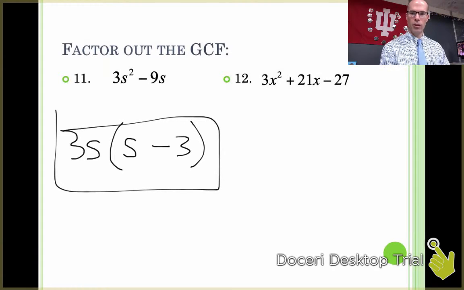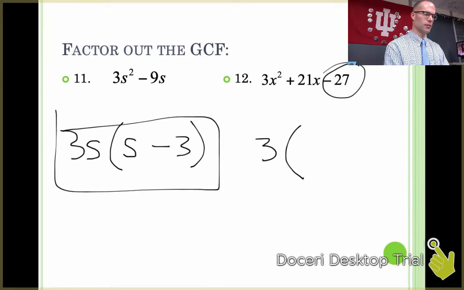Alright, so now we have a trinomial. The rules are still the same. So let's take a look at the coefficients. I've got a 3, a 21, and a 27, so I can take a 3 out. But I can't take an x out of all of them because this negative 27 does not have an x. So then what am I left with? 3 divided by 3 is 1. So we're left with x squared plus 21 divided by 3 gives you 7x. 27 divided by 3 gives you negative 9.